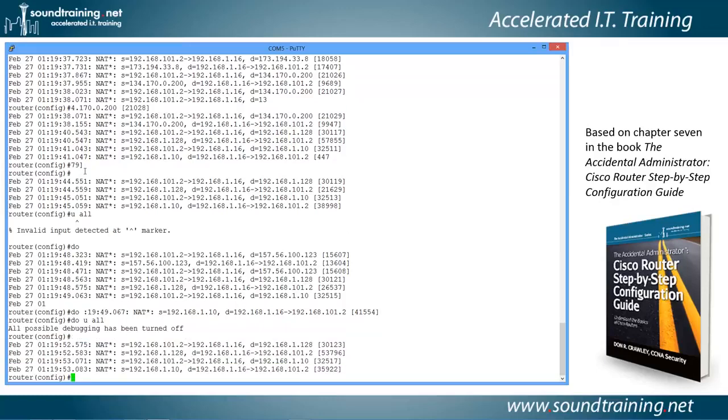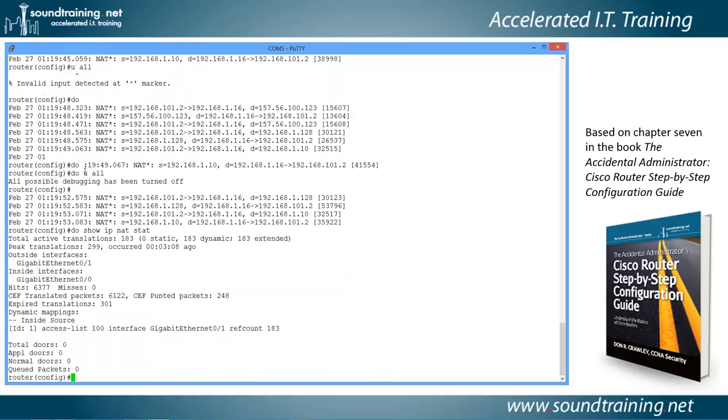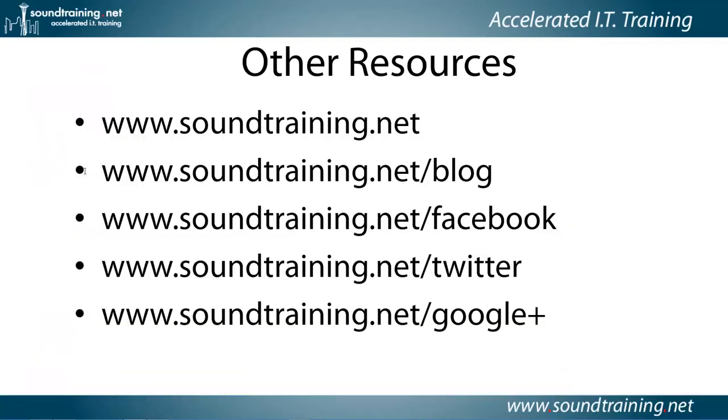So there's a couple of things you can do. One more thing, you can do a show ip nat statistics, and it'll give you some information about the types of connections, the number of hits, various information about your NAT connection. So as you can see, there's not a lot to it.